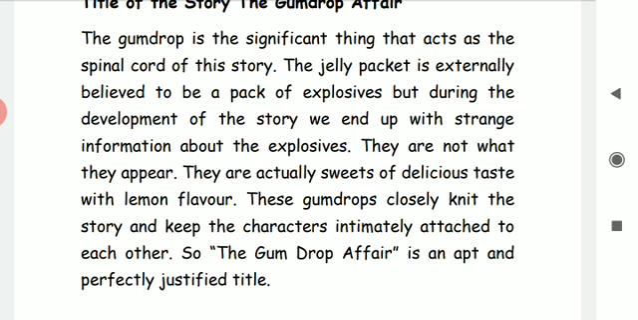These gumdrops closely knit the story and keep the characters intimately attached to each other. All the characters are attached very closely, very friendly with one another because of these gumdrops. Therefore, what happens? The Gumdrop Affair is an apt and perfectly justified title.